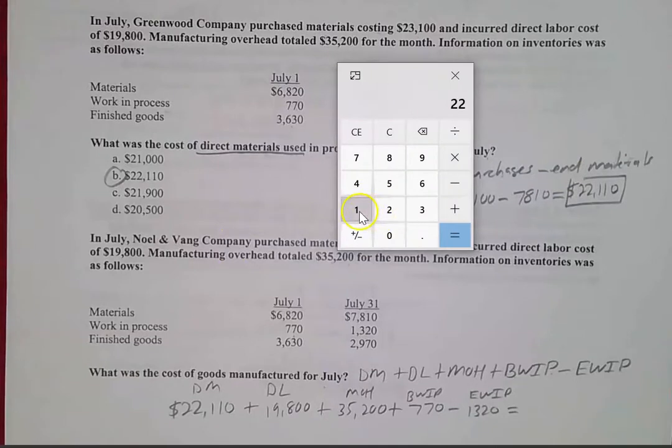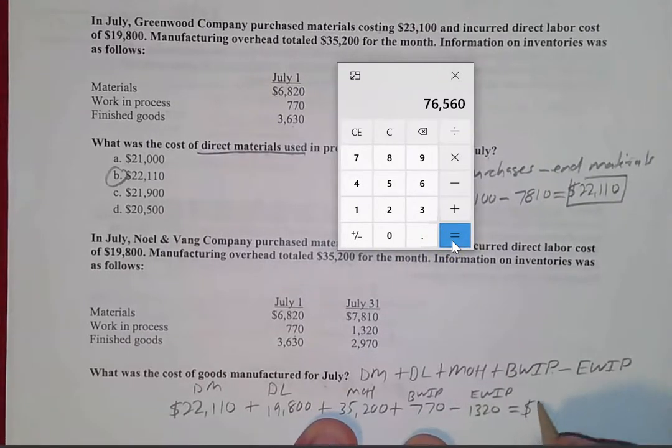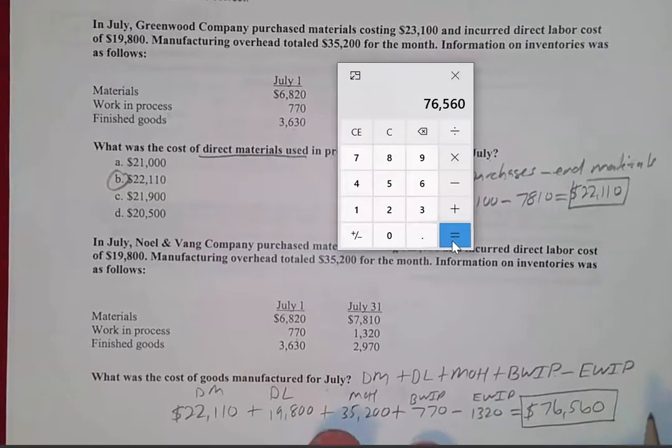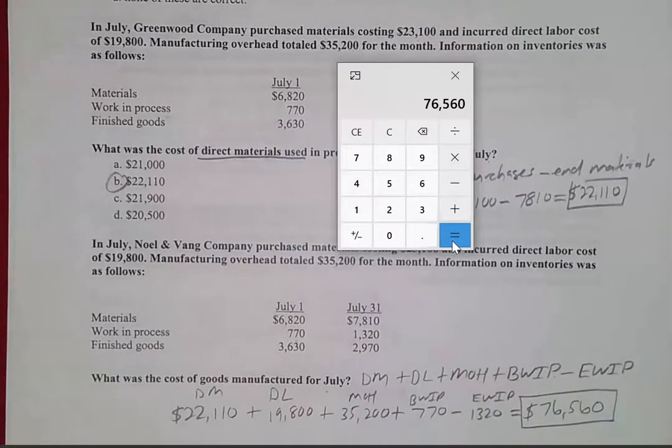so we've got 22,110 plus 19,800 plus 35,200 for the manufacturing overhead, plus the 770 beginning work in process, and finally minus ending work in process of 1320. It's going to give us our final answer, $76,560. All right, that's it for this video.